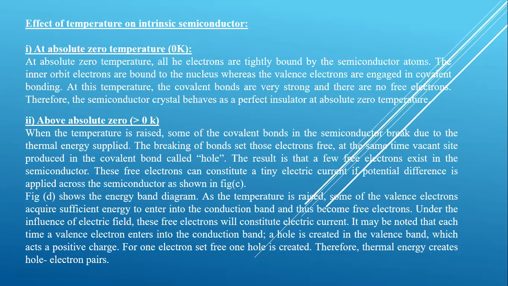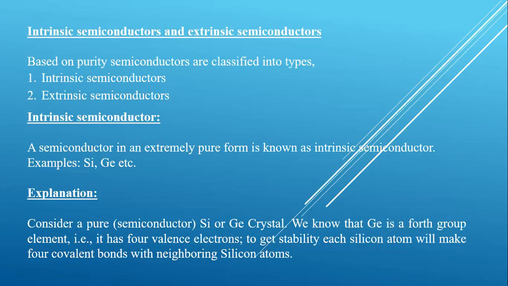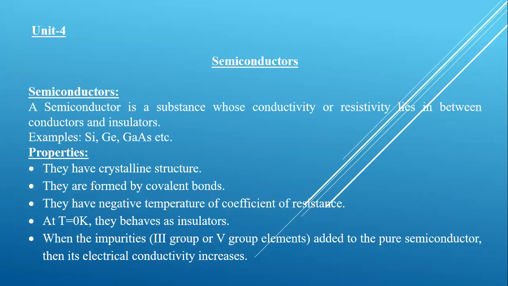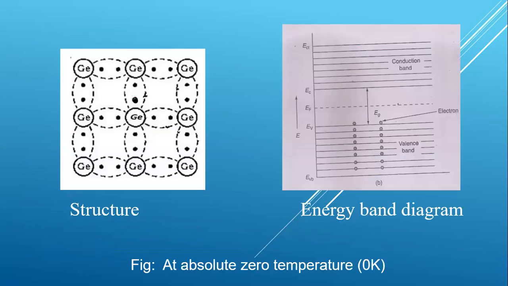These electrons can constitute a tiny electric current if a potential difference E is applied across the semiconductor. You see the diagram. This is the structure of your semiconductor. You are now using germanium. This is one covalent bond, another covalent bond, another covalent bond. Therefore, the 4 valency electrons have 4 covalent bonds with neighboring germanium atoms.